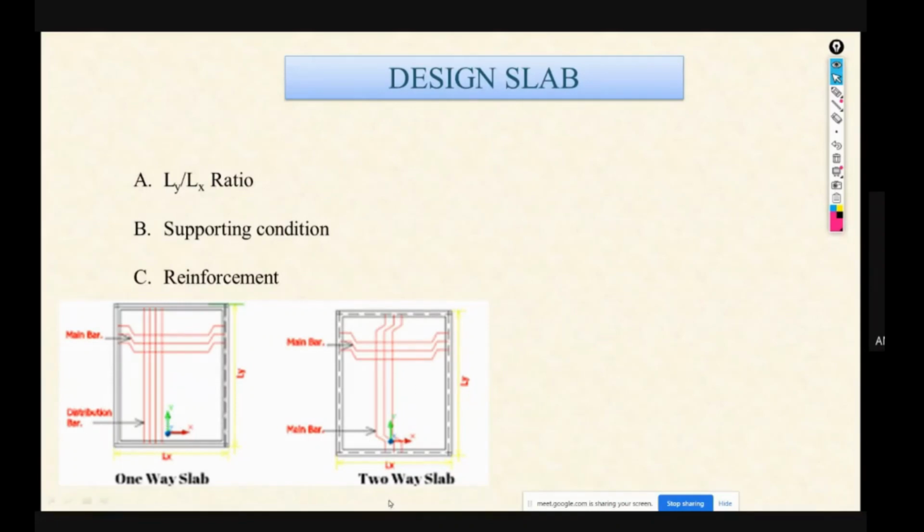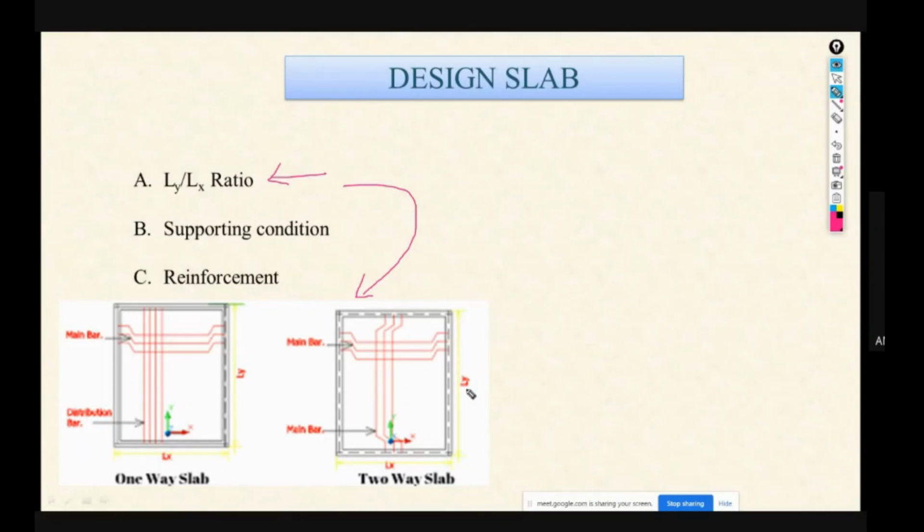But if you consider the two-way slab, the bending moment is on both sides, in the shorter span as well as the longer span. That's why we are providing the main reinforcement in both directions. So that is the main difference between one way and two way slab. Again, first calculate the LY by LX ratio and decide one way or two way slab. And another thing is to calculate the main reinforcement along the shorter span and along the longer span.